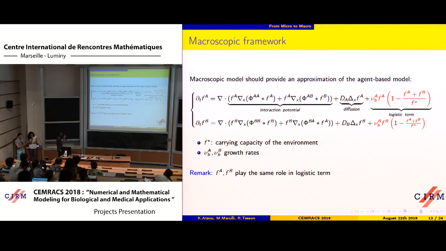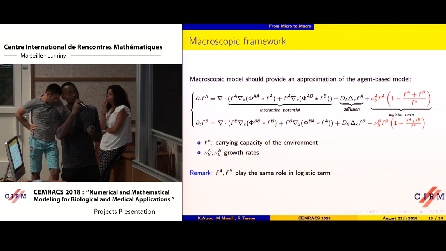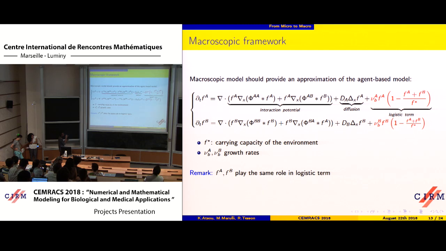And here I will explain the logistic term more. In the logistic term, we have here a term which expresses the growth of the population. So it is a saturated growth. And F star is the carrying capacity of the environment. And nu AA is the growth rate of the species A, and nu BB is the growth rate of the species B.